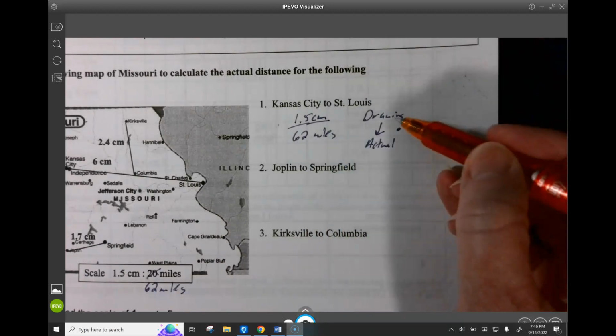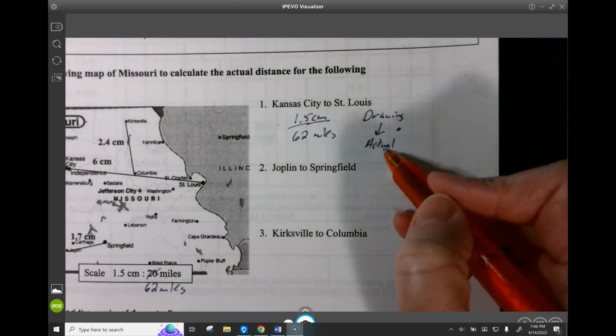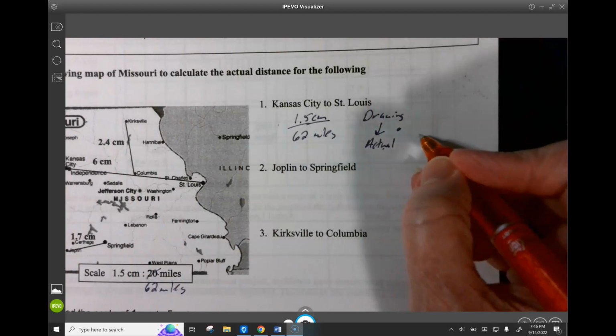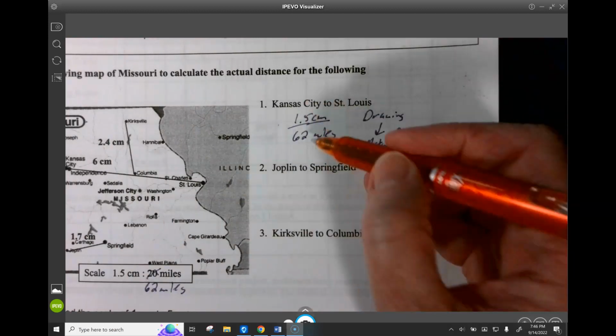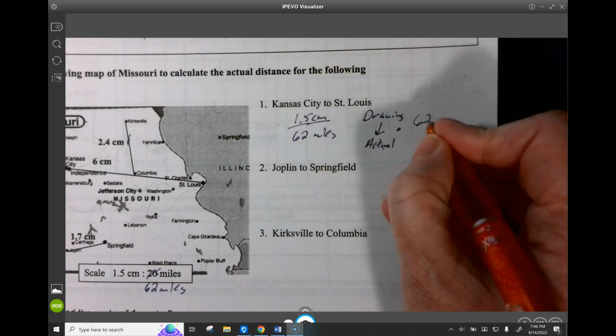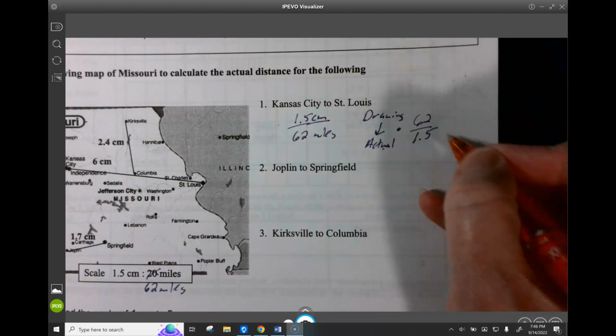So remember that if I'm going from the drawing to the actual, I have to get bigger because the actual thing is going to be bigger. This is not the size of Missouri. So I know that my scale has to be more than 1. So I'm going to take my bigger number over my smaller number. So I'm going to multiply by 62 over 1.5. Okay? So that's the direction I'm going.